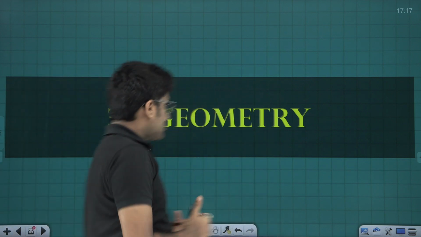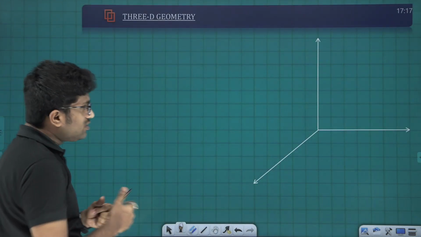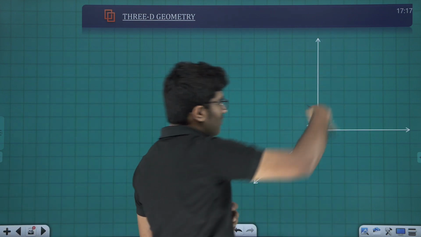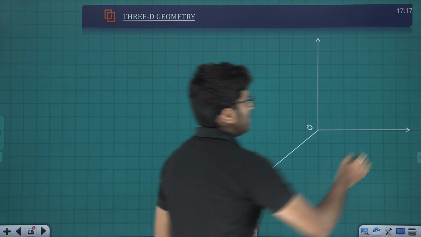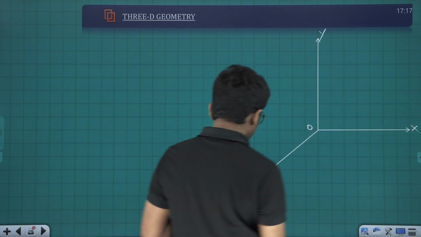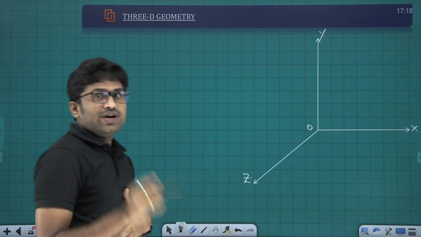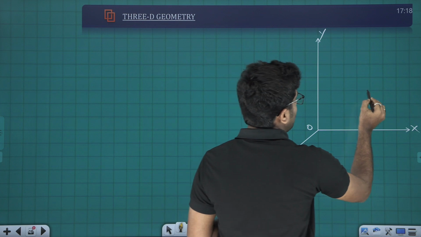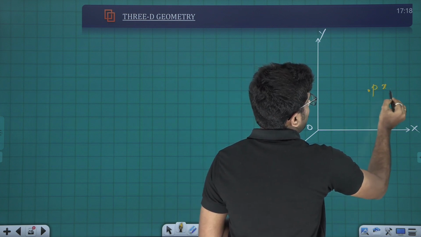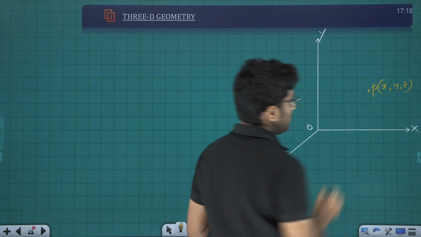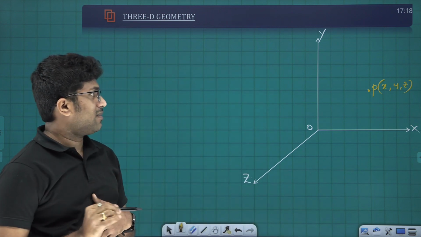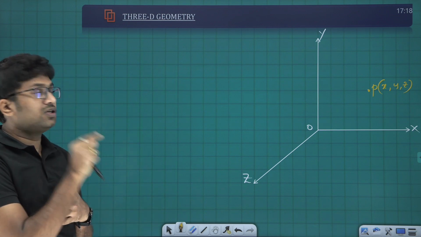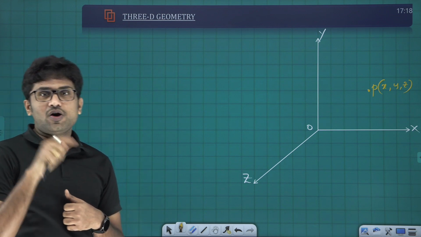Now we enter into 3D, friends. Now coming to 3D, three-dimensional geometry, where we discuss space. In 3D, we will have three mutually perpendicular axes called the x-axis, y-axis and z-axis. Any point in space is represented by an ordered triplet. Let's say P has coordinates x, y, z. So any point in space is given by an ordered triplet. In 2D, an ordered pair; here, an ordered triplet.